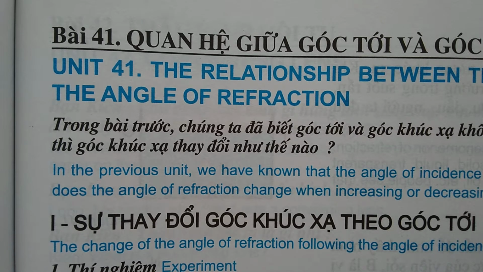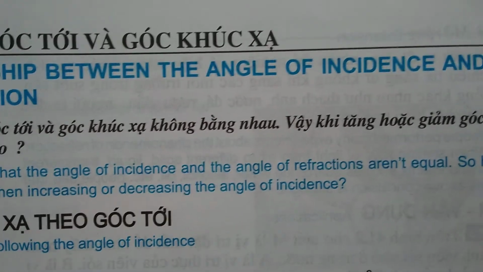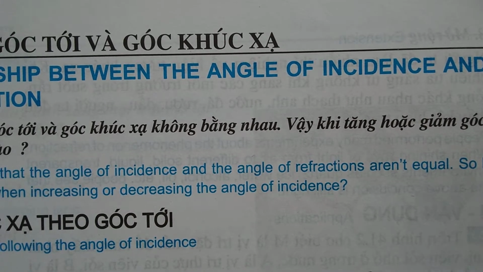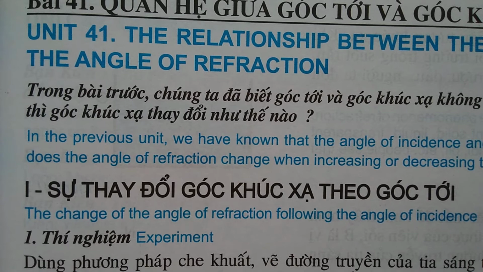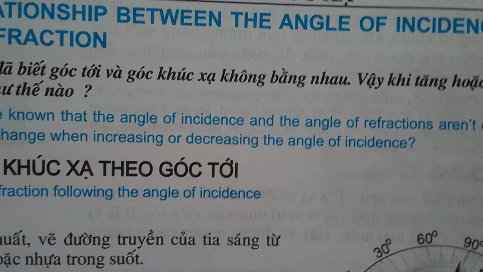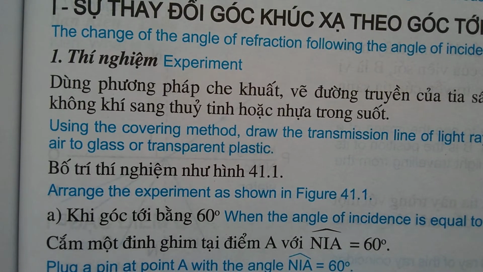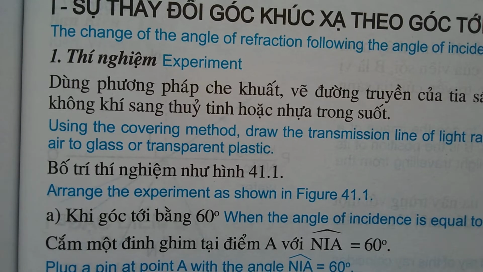Unit 41. The relationship between the angle of incidence and the angle of refraction. In the previous unit, we learned that the angle of incidence and the angle of refraction aren't equal. So does the angle of refraction change when increasing or decreasing the angle of incidence? The change of the angle of refraction following the angle of incidence.